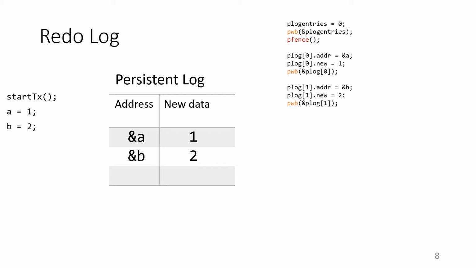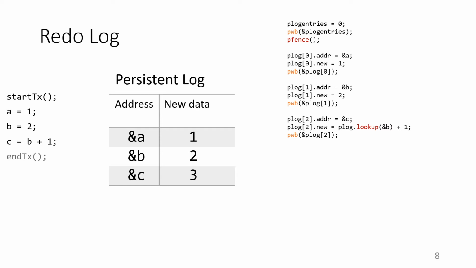You do again the same thing for the next instruction, but now C has a dependency on B. It needs to read the value of B, and it cannot read the current value of B, because that is 0. So it needs to do a lookup on the log to see if there's any entry for B, and then it can write the new value in the log itself.